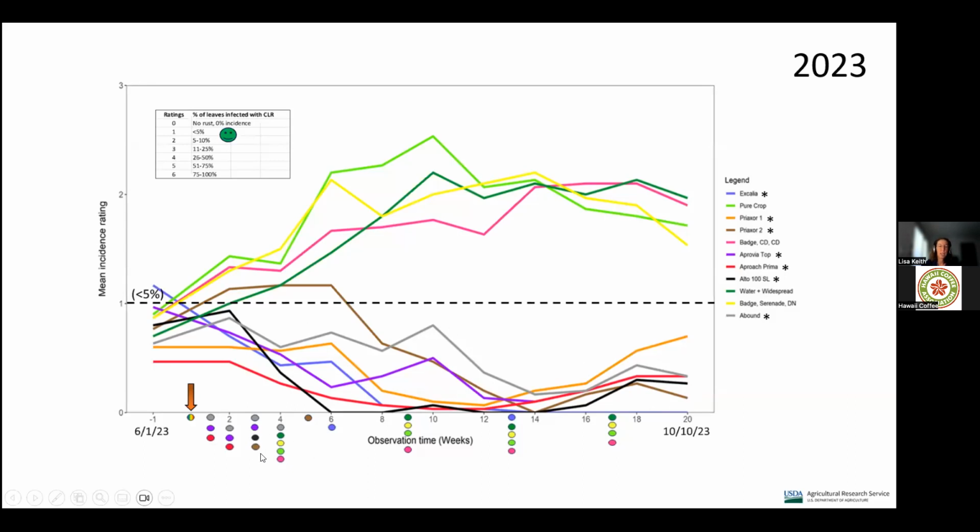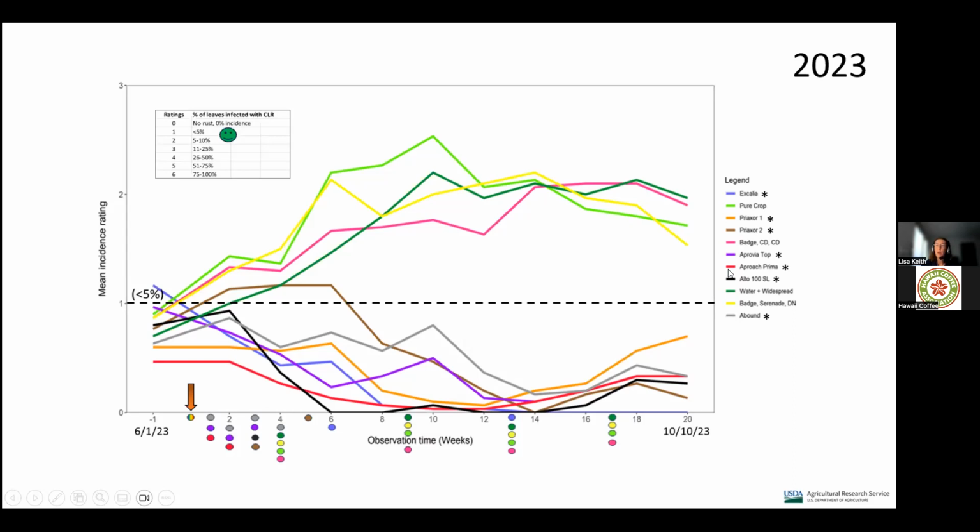What we're trying to do here, this rainbow circle, the first product, the first spray for all products, okay? So we took an initial incidence rating of the trees on the 1st of June. You can see everything to start less than 5%. First spray occurred, and then these are the observation times. So if this is 0, 2, 4, 6 weeks to October, and what do the trends look like?